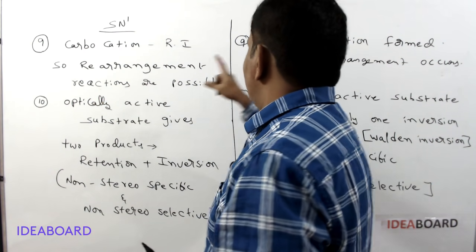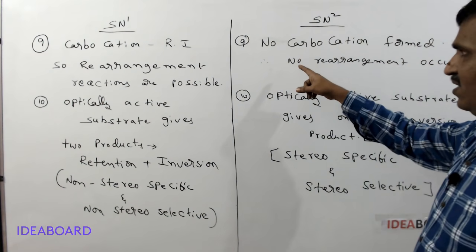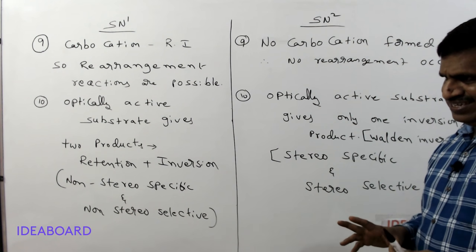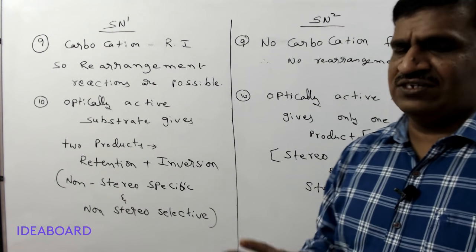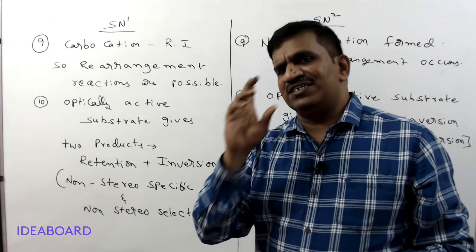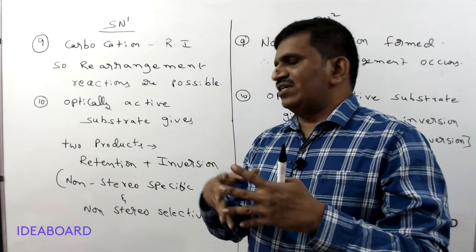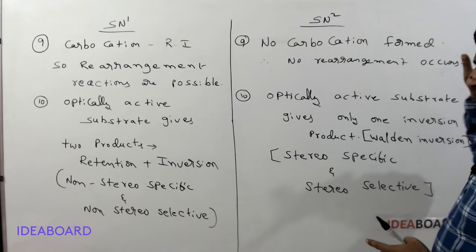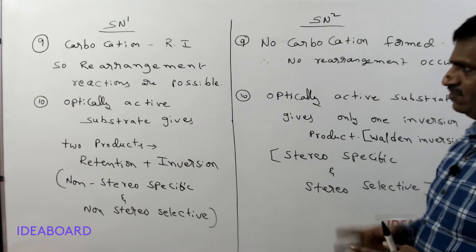And in the SN2 mechanism, no carbocation formation occurs. Because in an SN2 reaction, what happens? It occurs through the formation of a transition state. So there are no rearrangement reactions in the SN2 mechanism.